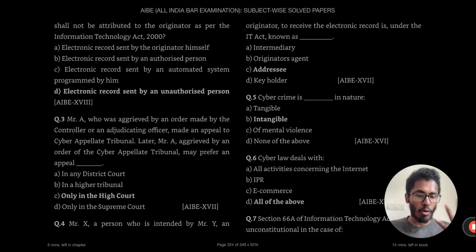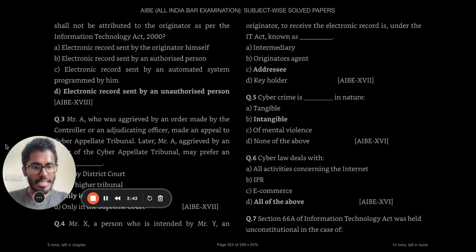Cyber law deals with three important aspects: all activities concerning the internet, IPR, e-commerce, all of the above. E-commerce, shopping mall, everything is there. IPR, intellectual property. Even cybercrime happens in the IPR domain also. Intellectual theft, stealing. Because of AI, don't even ask about it. All activities concerning the internet are also part of cyber law.